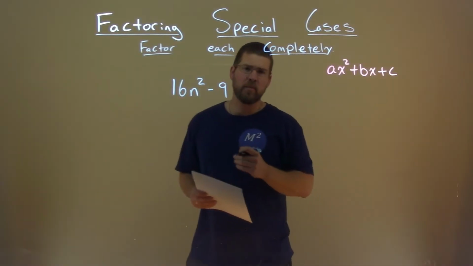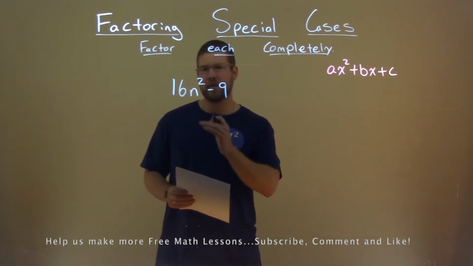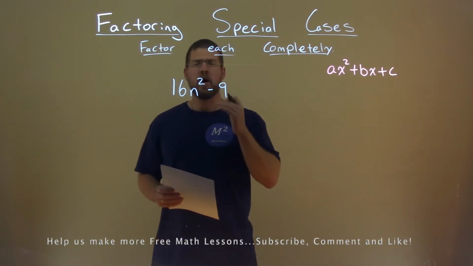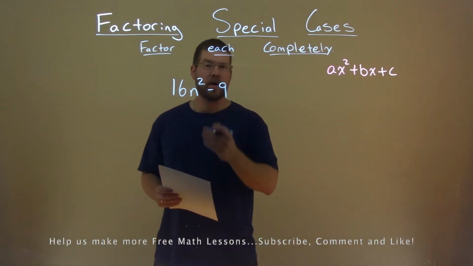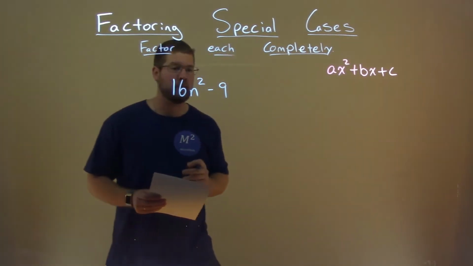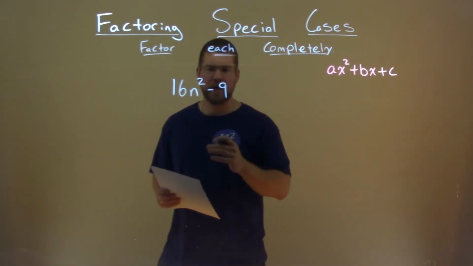We're given this problem right here, 16n squared minus 9, and we need to factor this completely. One thing I noticed at first, my b value is 0, it's not written. My a value is a perfect square, and my c value is a perfect square. So this is our special case here.